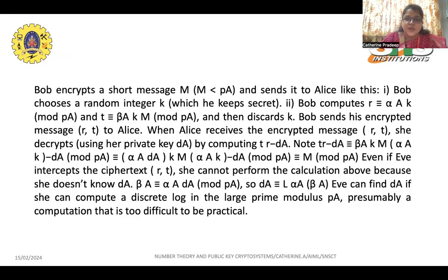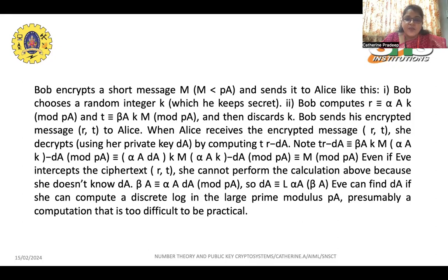When Alice receives the encrypted message, she decrypts using her private key DA by computing T times R to the power minus DA. Note that T times R to the power minus DA is equal to M. Basically, in the decryption part, you do the inverse of whatever you did in the encryption. Even if anybody intercepts the ciphertext R, T, she cannot perform the calculation above because she does not know DA. So this encryption and decryption relies upon Alice's private key DA. Anybody who has access to anything else cannot do the decryption.